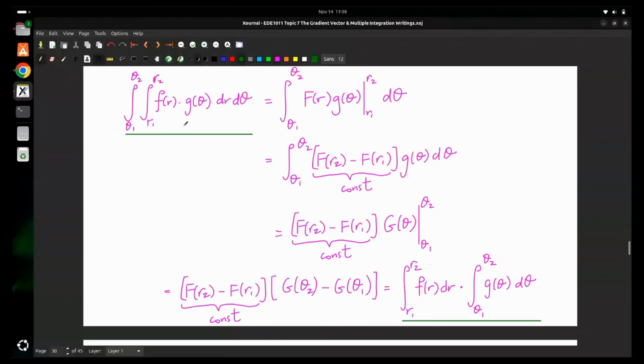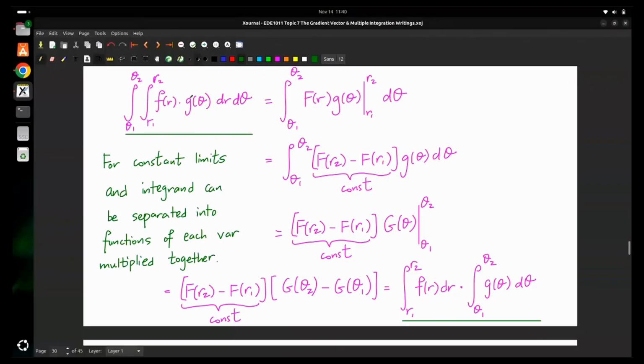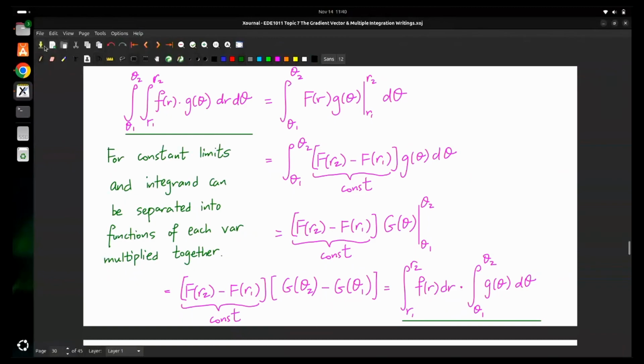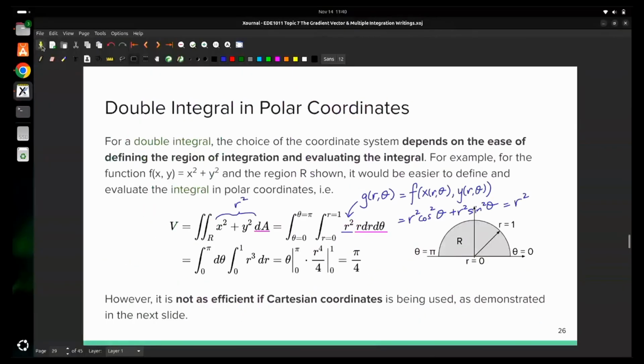Which means, if your limits are constants, this whole thing works. If you perform this integration normally, you have to do the integration with respect to r first, and after that with respect to theta. You can't do both at the same time. But if you make use of this observation, then you can actually perform the integration together with respect to r and theta, in one go. So you'll be shortening the time taken.